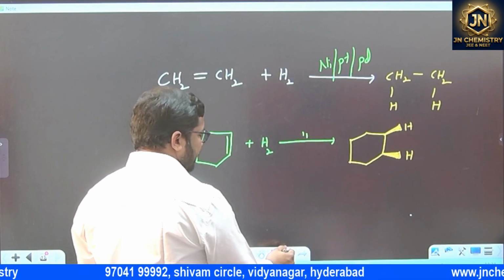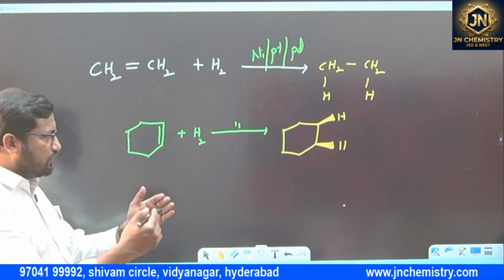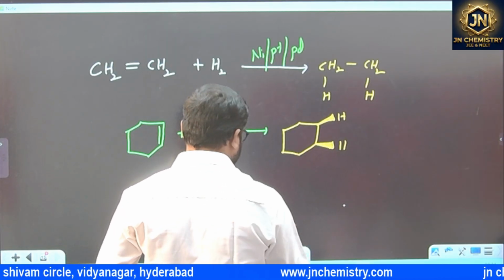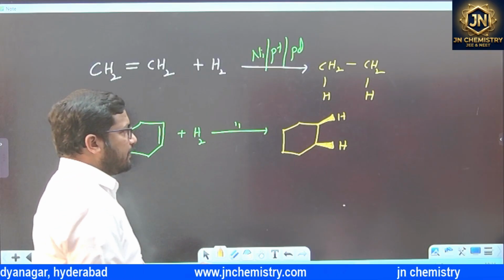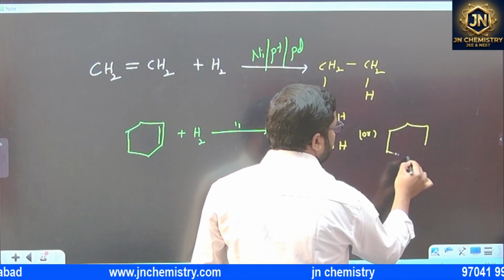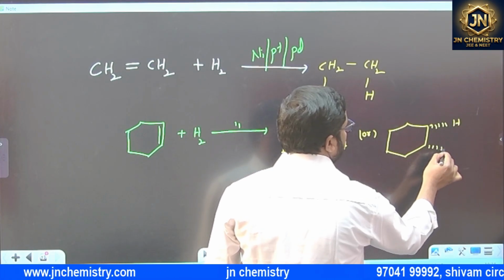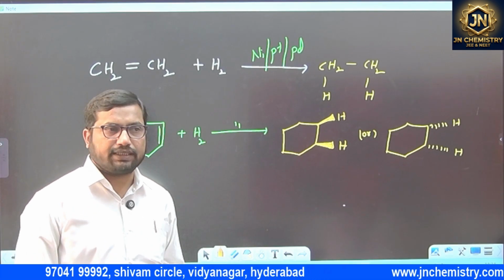Same side, thick line. Thick line means what? Same side, and towards the observer. Towards the observer. Dotted line means away from the observer. So we can write syn hydroxylation. Syn hydroxylation means same.